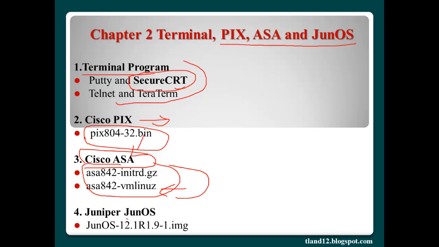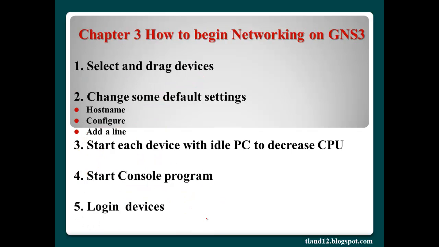Number 4, Juniper GNOS. GNS3 also supports Juniper GNOS. In my case, I already downloaded this kind of file from the internet. Then you need to use the binary image file for GNOS. And Chapter 3, how to begin networking on GNS3.